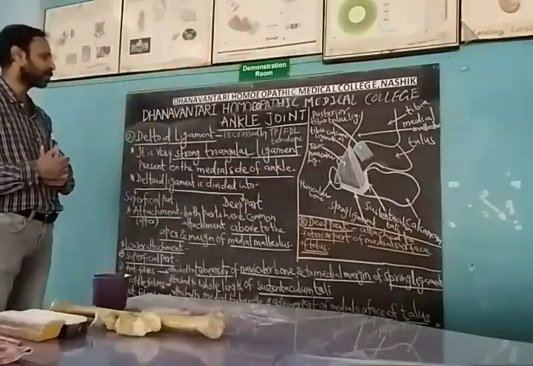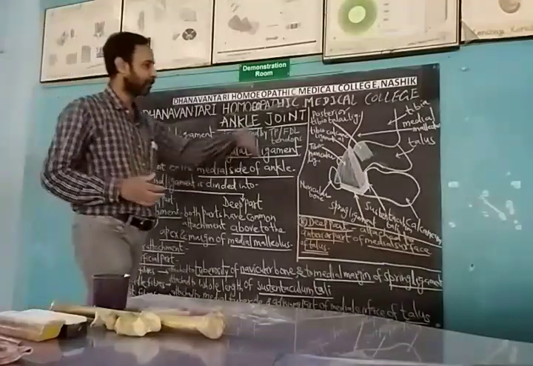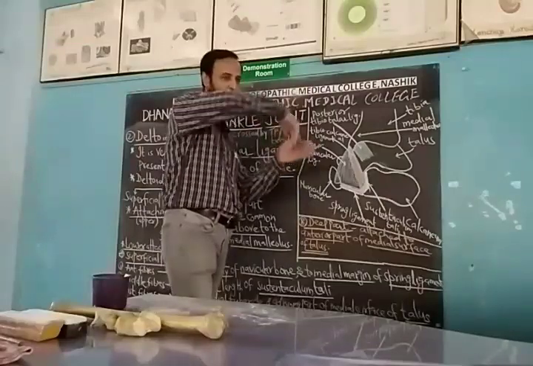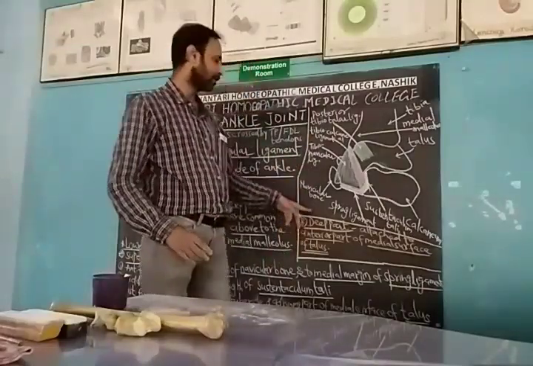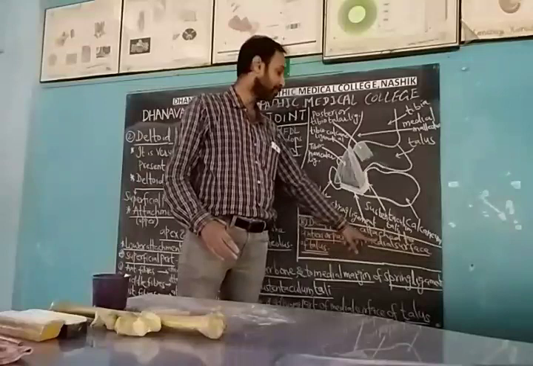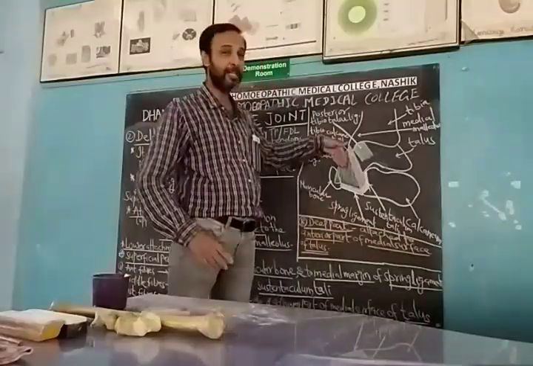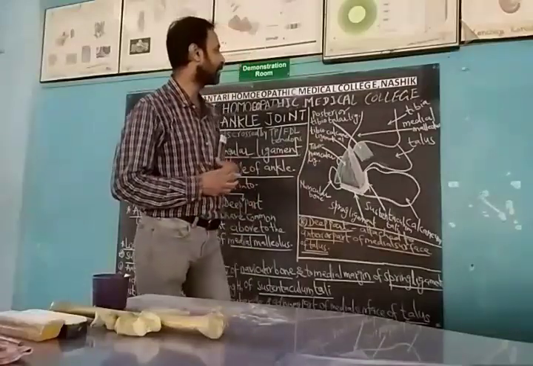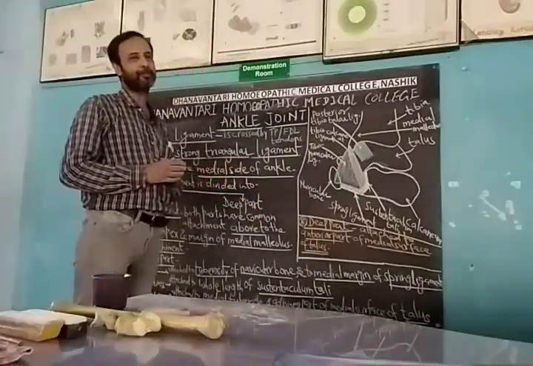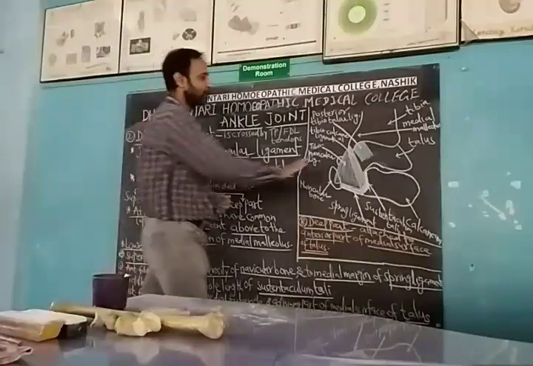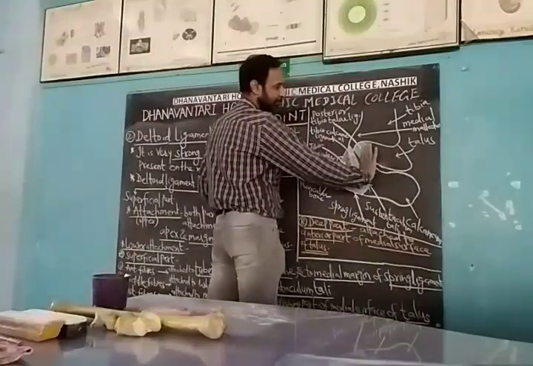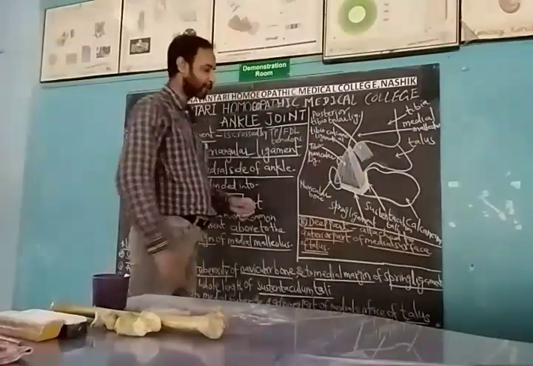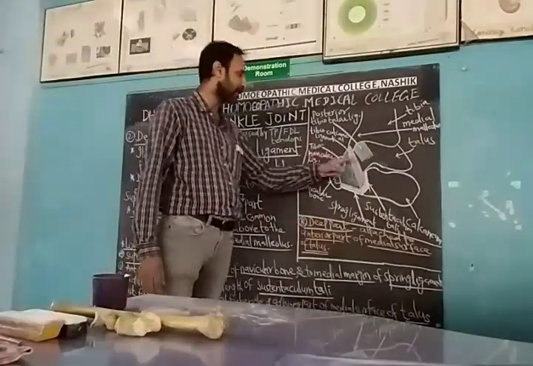So what we have discussed is the superficial part. Now the deep fibers, which lie deeper to the superficial, are attached to the anterior part of the medial surface of the talus. Therefore that is called the anterior tibio-talar ligament, because the other is on the posterior part and this is on the anterior aspect of the medial surface of the talus.